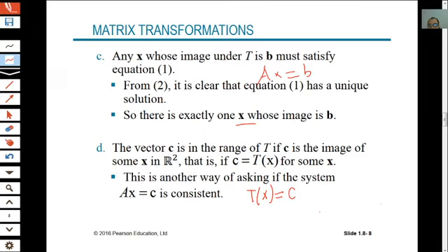Okay, and x is in the domain of the transformation, and we know the components of c. Writing the definition of the transformation, we obtain another system, A x equal to c. If we find at least one solution for this system, we can say c is in the range of the transformation, namely c is the image of some x in the domain.